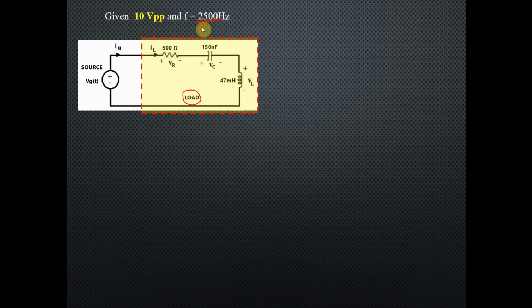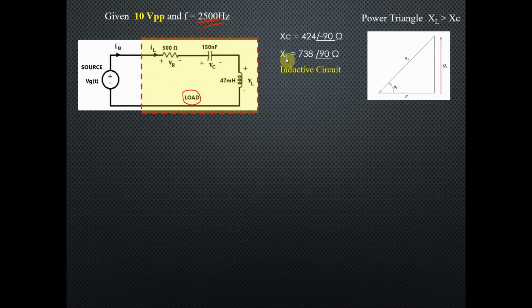Right? We have a frequency. We can just also refer to the impedances. X of C is equal to 1 over omega C. So after calculation, X of C, I found it 424 angle minus 90. X of L, the reactance of this inductor, is 738. What's the formula? X of L is equal to omega L, right? Omega is 2 pi F.